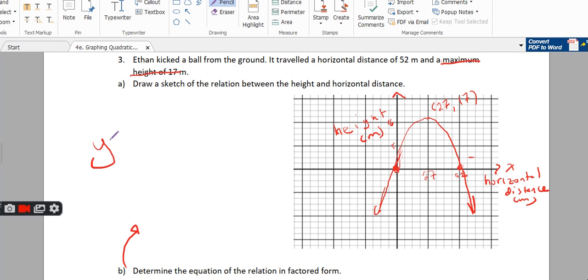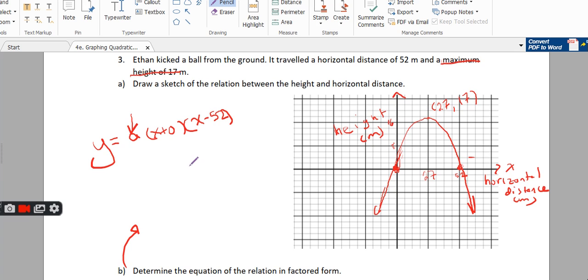In factored form, I know I'm going to have some a value. Factored form are my x-intercepts, right? So what are my x-intercepts? 0 is one of them. So it'll be x plus 0. And the other x-intercept is 52. x minus 52. Okay? Now, this is technically the equation, but what we need to do is find the a value in order to find the full equation. So to do so, all I need to do is take a point, plug it in, and solve for a.